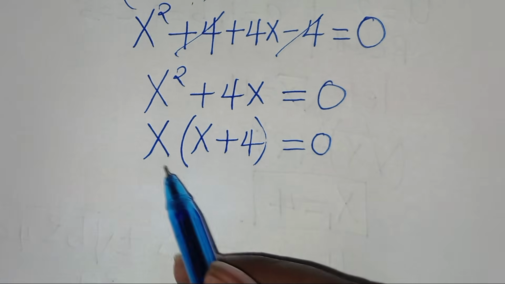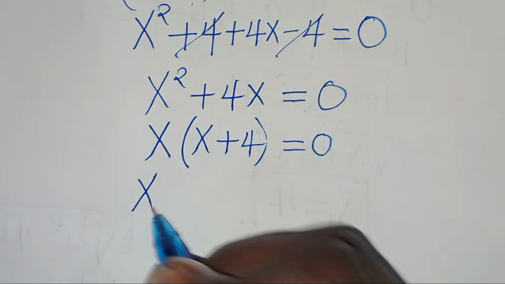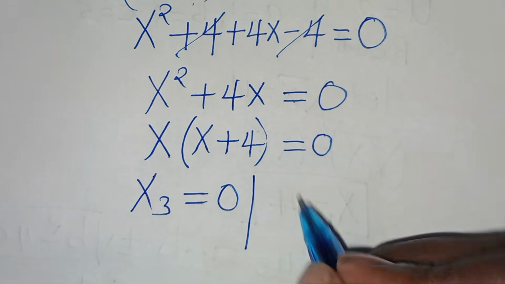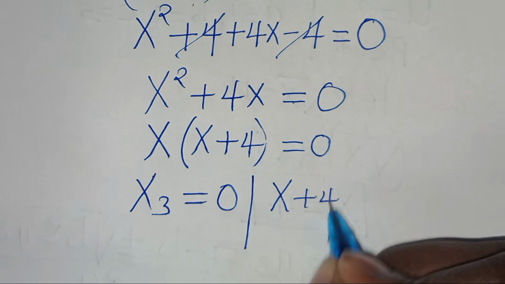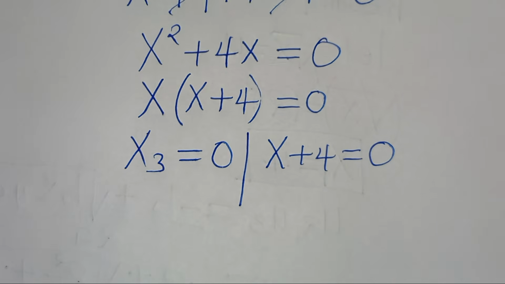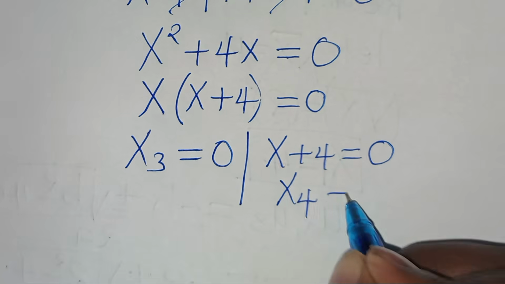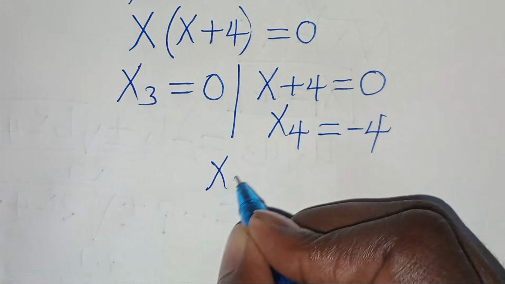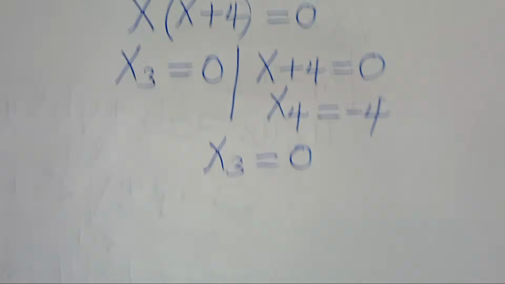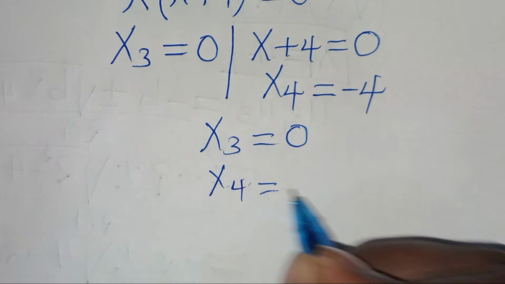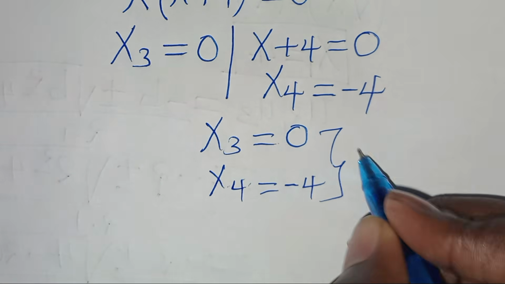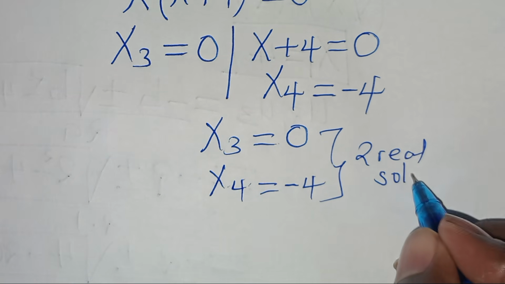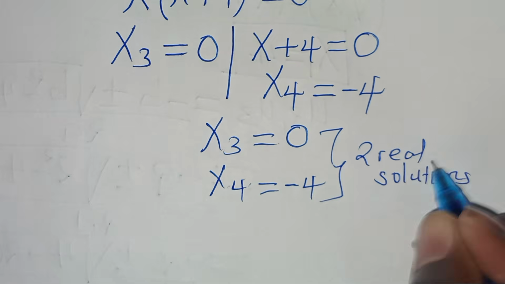Now we have got two parts here. We have x3 equals 0, then we have x + 4 equals 0, which means x4 equals -4. So x3 equals 0 and x4 equals -4. These are two real solutions under case 2.